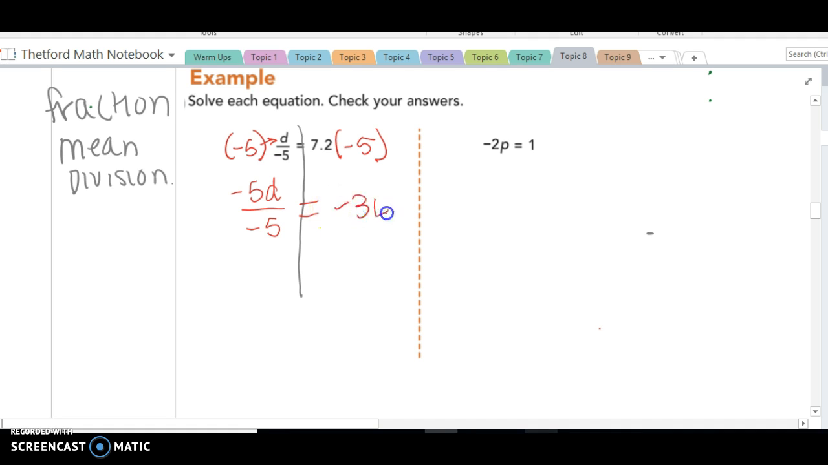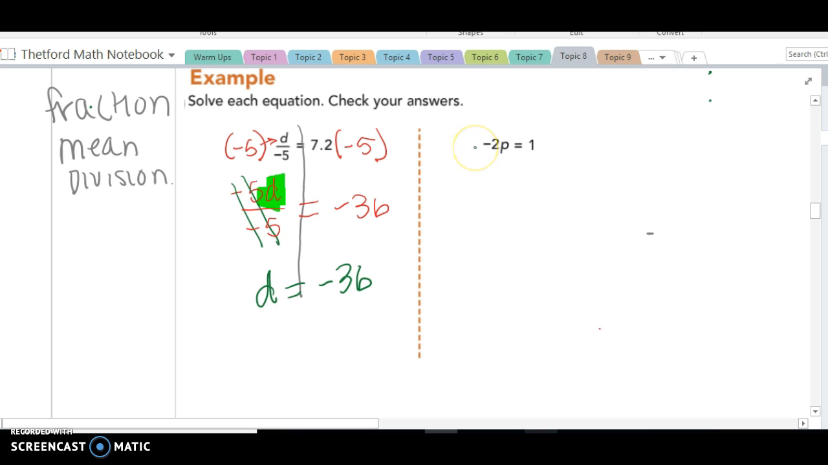So negative 36 is on this side. However, a negative divided by a negative gives us a positive, so that cancels. 5 divided by 5 just gives us a 1, so those cancel. And all that I'm left with now is my variable. So now I can bring that down, and I know that my variable equals negative 36.